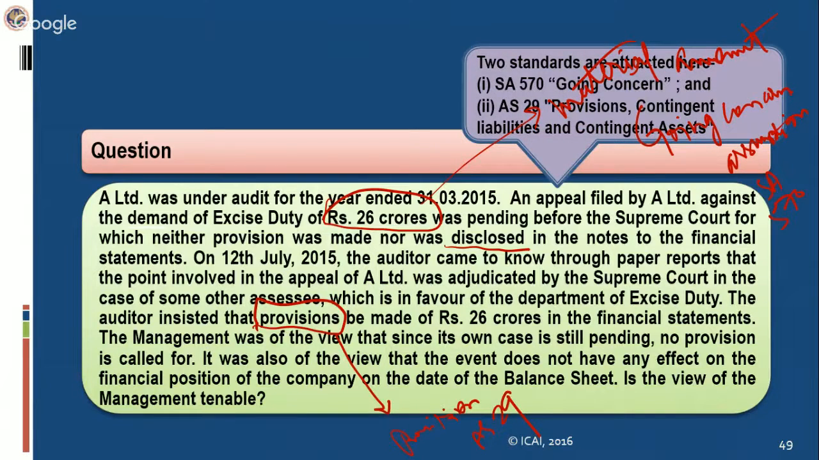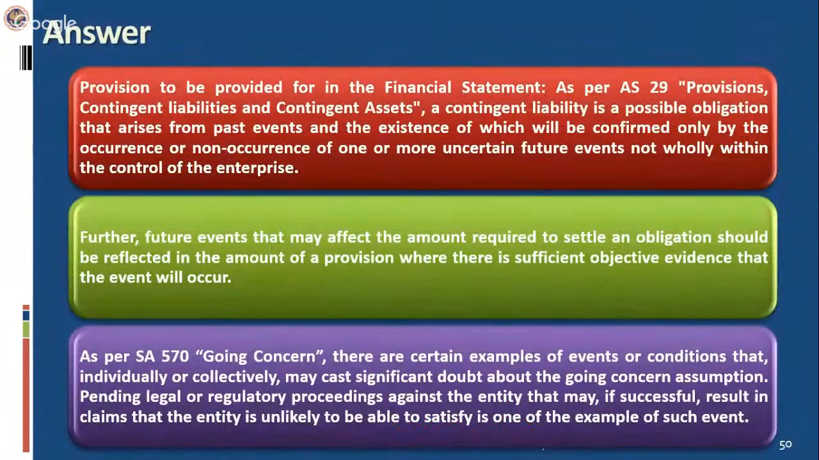Yes, two standards are applicable here, SA 570 Going Concern and AS 29 Provisions, Contingent Liabilities and Contingent Assets. This is how you can write your answer in the examination. As per AS 29, a contingent liability is a possible obligation that arises from past events and the existence of which will be confirmed only by the occurrence or non-occurrence of one or more uncertain future events not wholly within the control of the enterprise.